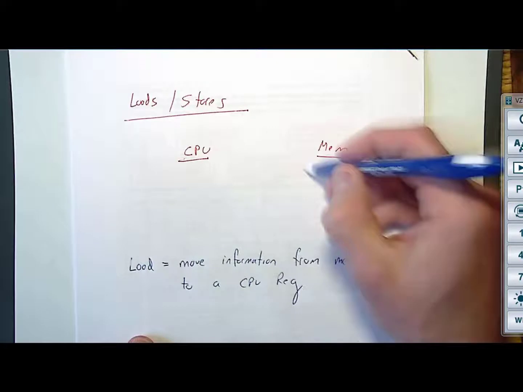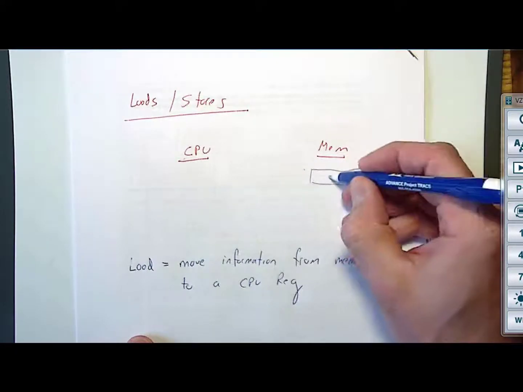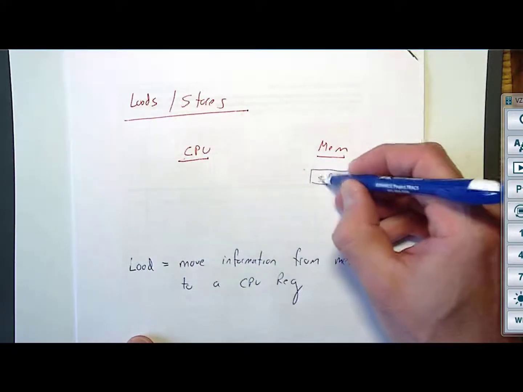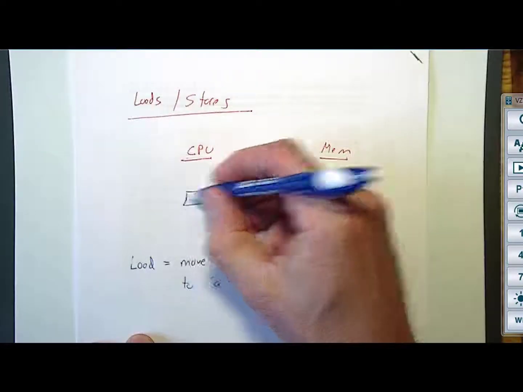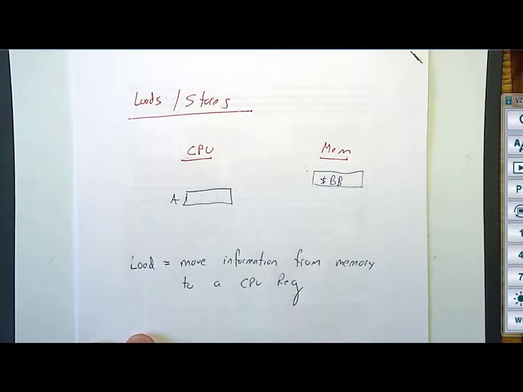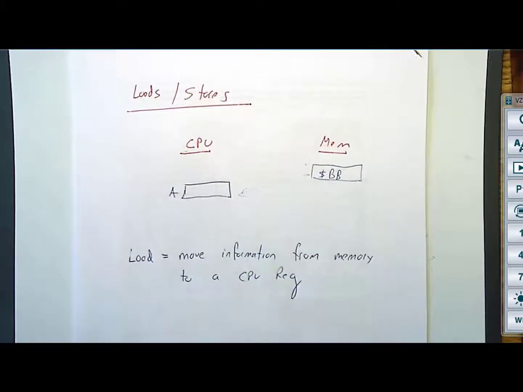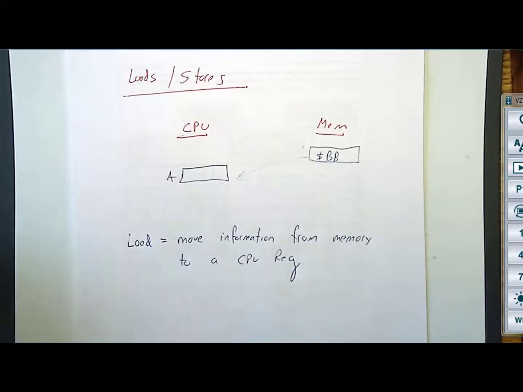So you've got memory, and you've got something out there. Let's say BB is sitting out there, and it's just sitting there. And you want to put that thing in A. Okay, so this is register A. So you have an instruction, which is called a load, and you're going to go out, grab that and put it in there. Okay? That's a load.